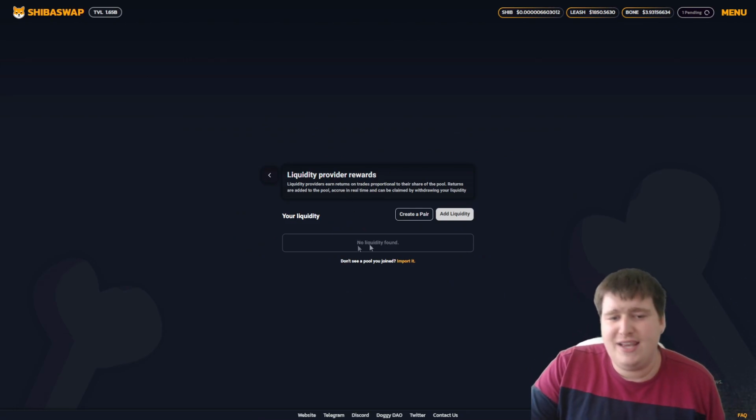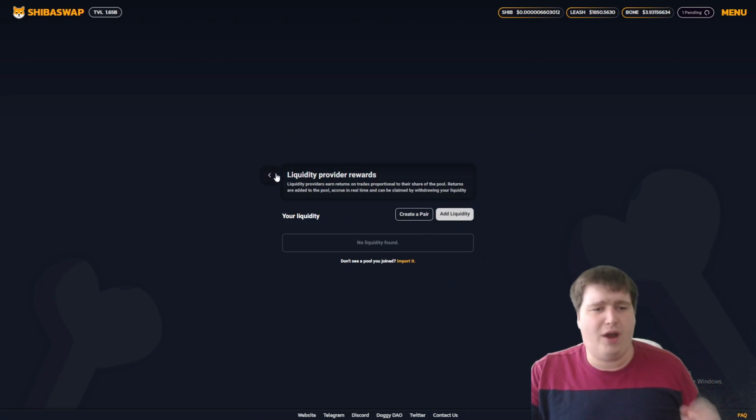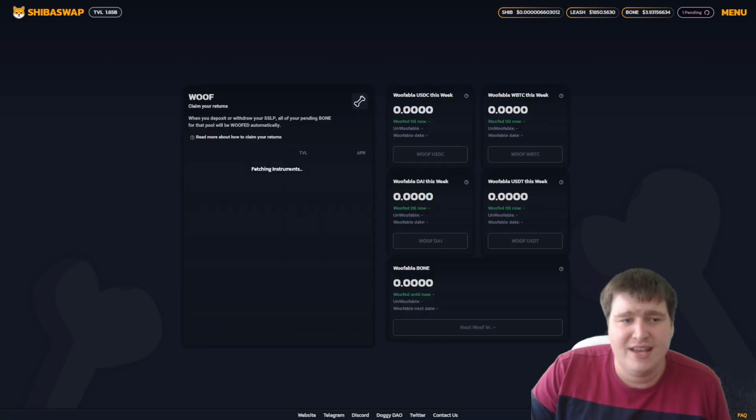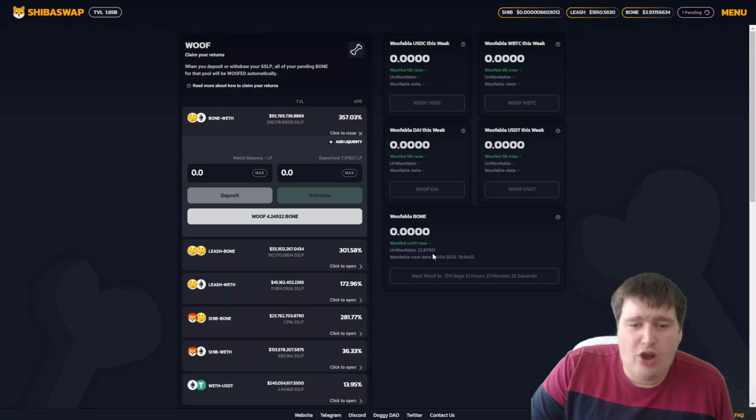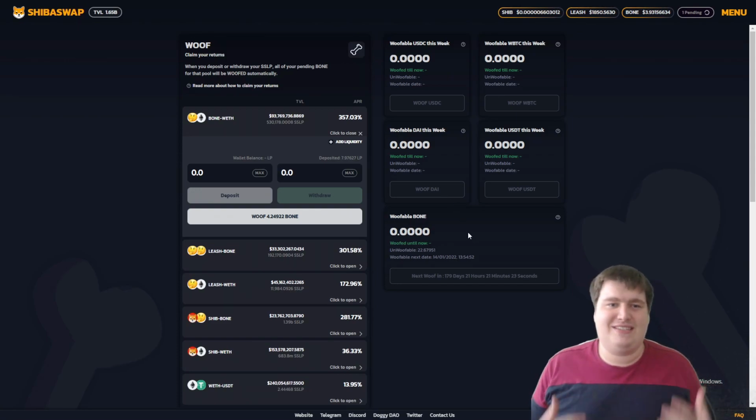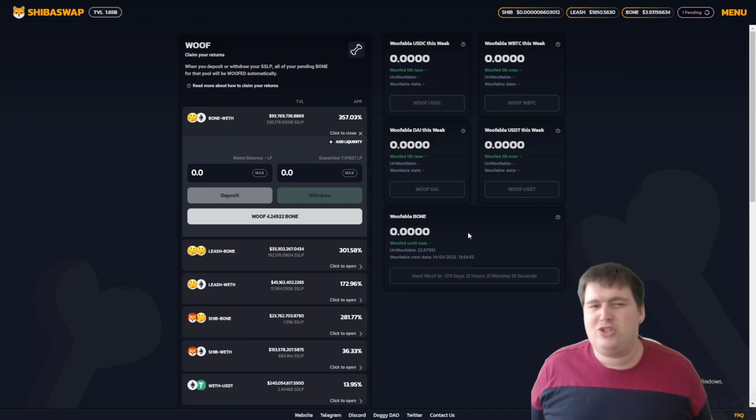I do own liquidity. It doesn't say it down here. I think it's a glitch, but I did actually put the SSLP tokens into the WOOF claim rewards, and as you can see, I did do a claim just to see the sort of fees that I'd be getting, and it works out to around $5 to take out, and this was during a very off time.